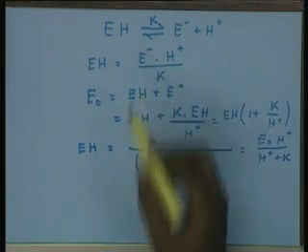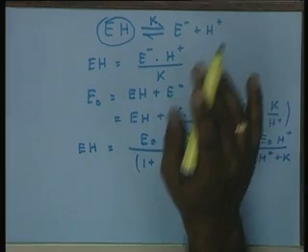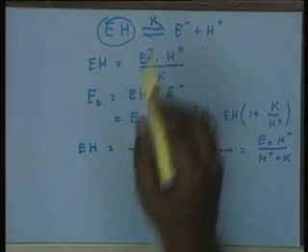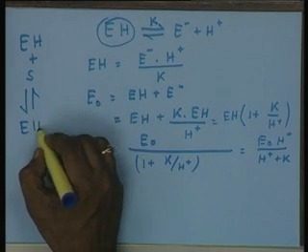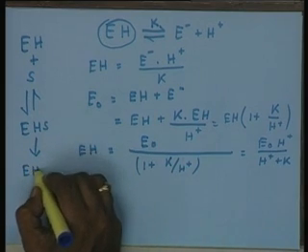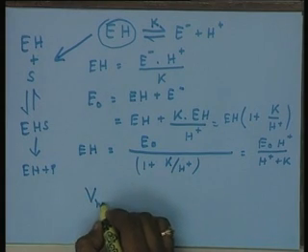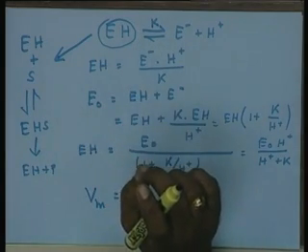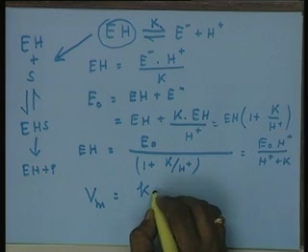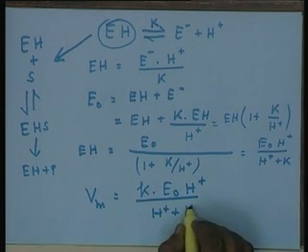Now, we assume that EH is the catalytically active form and not the negatively charged enzyme, so the substrate will bind only to EH, and EH plus S will go to EHS, followed by EH plus P. If EH is the catalytically active form, the maximum reaction velocity VM will be when all the enzyme is present in the form of EH, and will essentially be K into E naught into H plus upon H plus K.